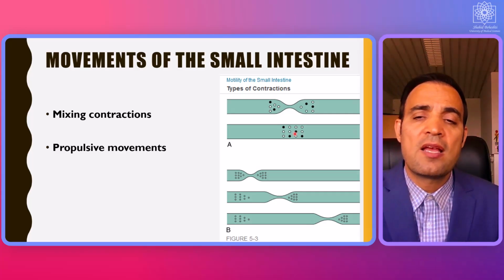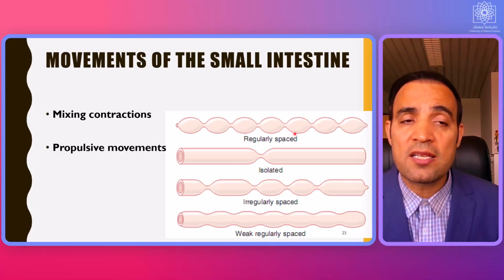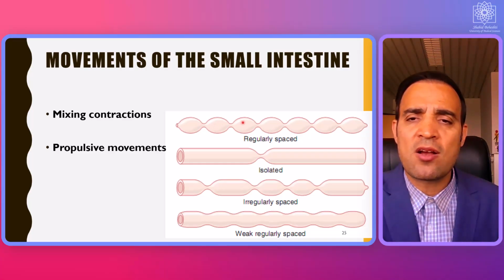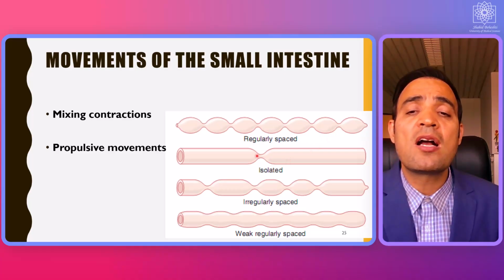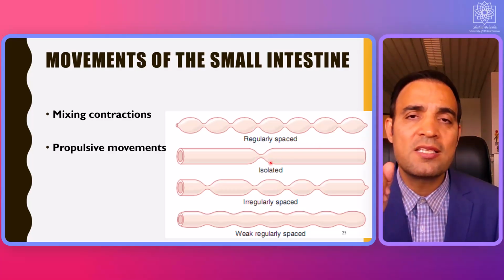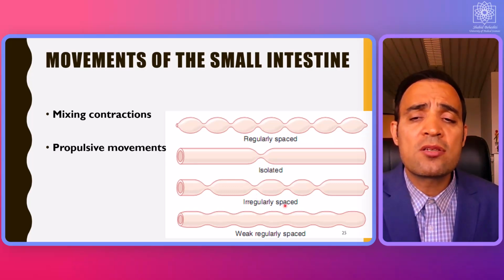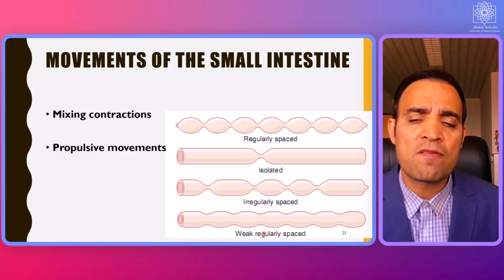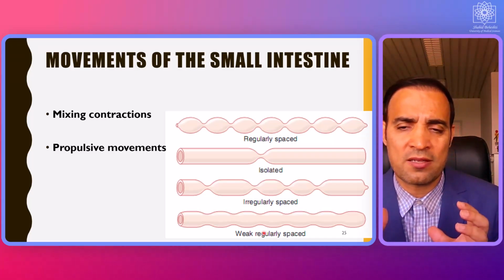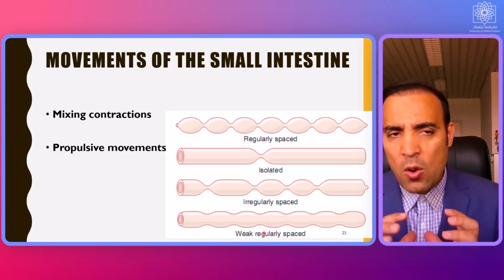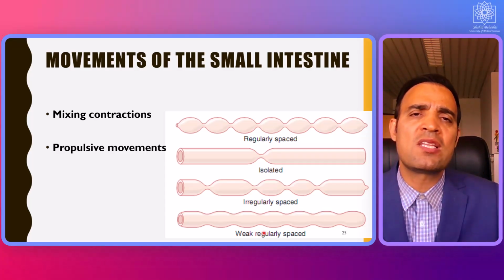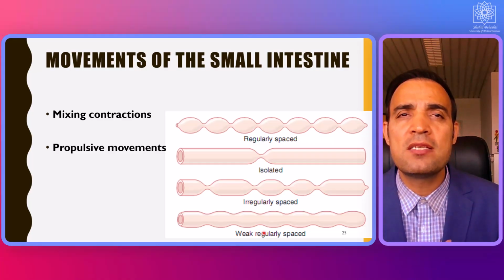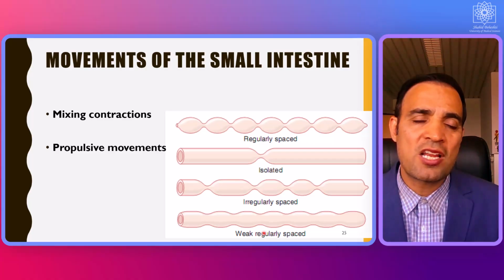But on the other hand, you see that this mixing movement, I told you that some are regularly spaced. You see that the spaces are completely regulated. Some are isolated, just one movement. Some are irregularly spaced. You see that the distances are different, and some are weak but regularly spaced. All these movements try to mix the food with the enzymes that are secreted and added to the intestine, and make the best digestion happen.